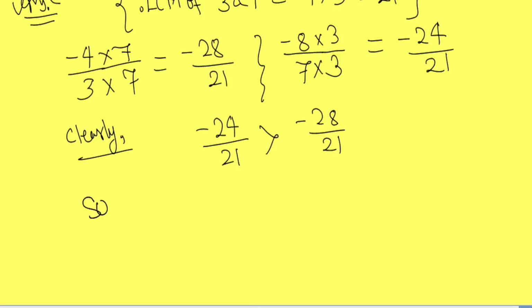Now let's write it in its original form. In the original form, what was -24 upon 21 originally? Tell me. It was -8 upon 7, right? -8 upon 7. And this one, -28 upon 21, was originally 4 upon -3. So this is our final answer. Okay, moving forward toward the third question.